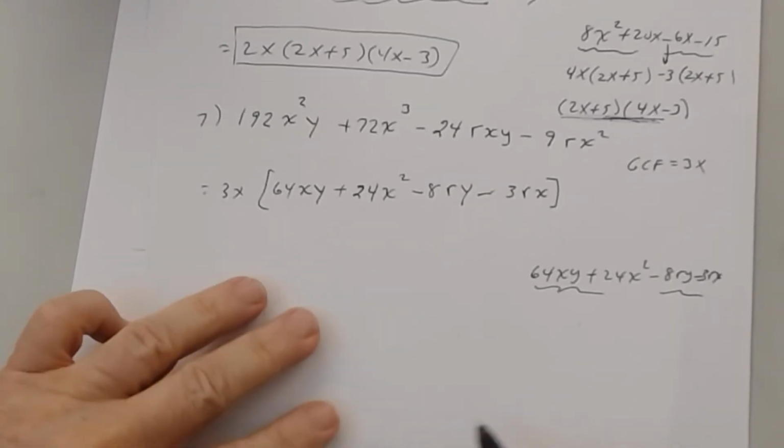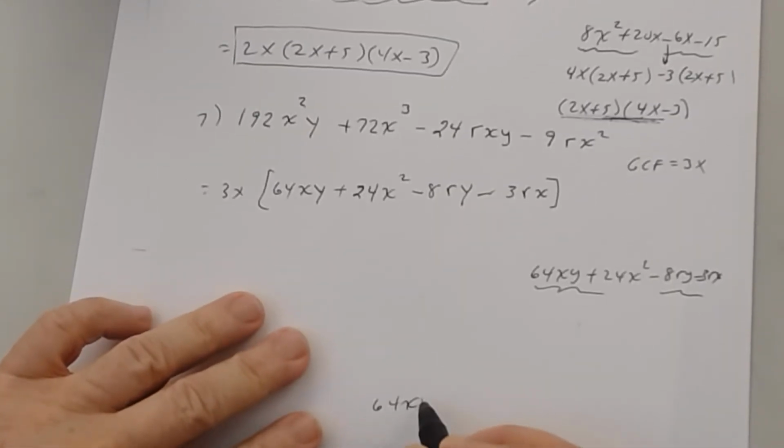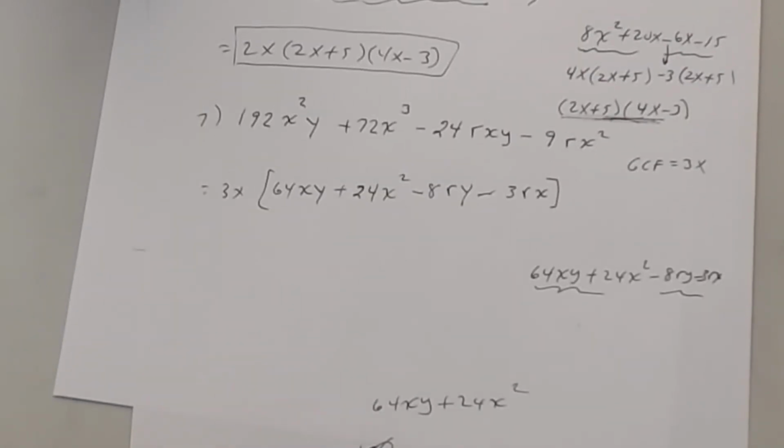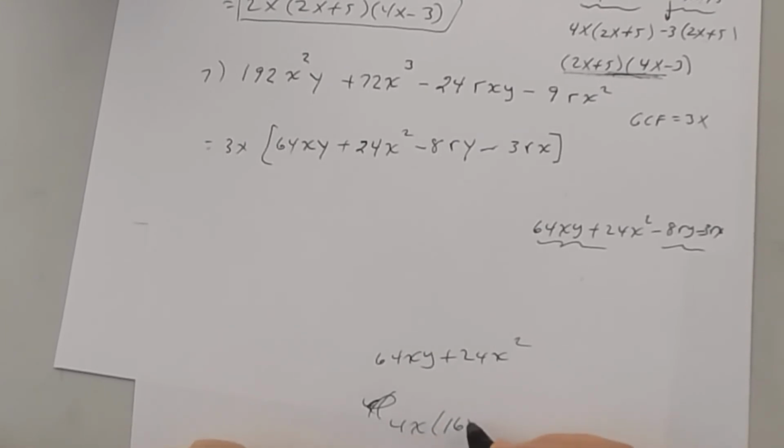So I'm going to go ahead and do a 4. I'm going to go ahead and rewrite this. Let's just show you what you're supposed to then realize. So you said 4x though, right? The x you should have all said. So 4x times what is 64xy? 16. So 16y plus 4x times what's 24x squared? Not 8.